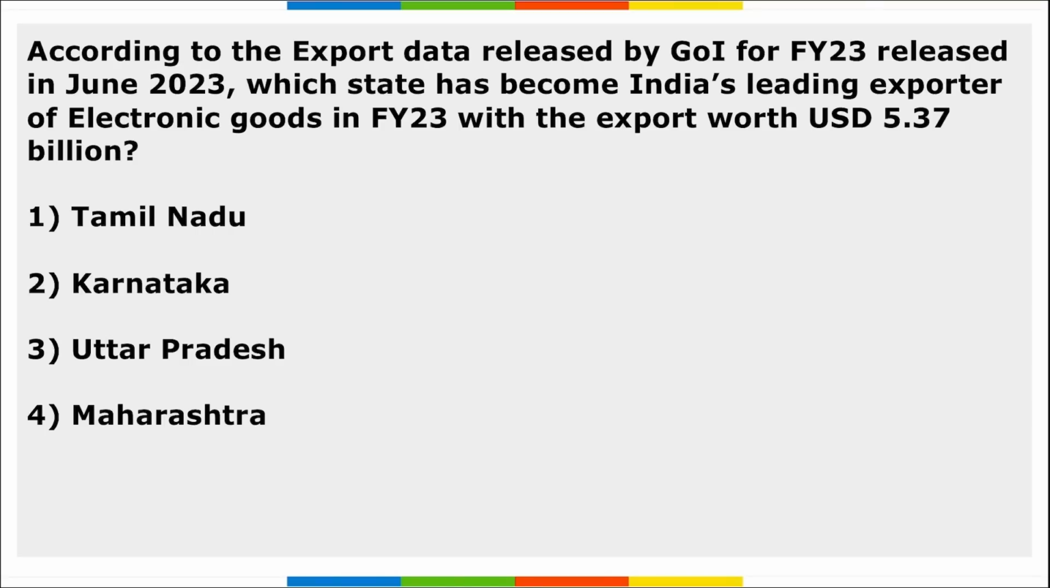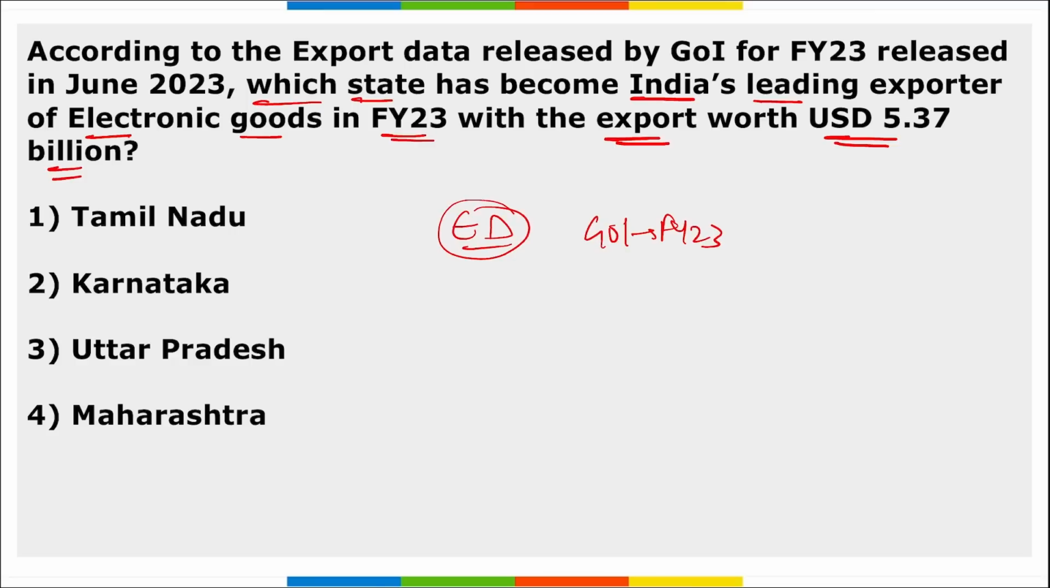Next, according to export data released by the Government of India for fiscal year 23 that was released in June, which state has become India's leading exporter of electronic goods in fiscal year 23 with exports worth $5.37 billion? Which is it? It is your Tamil Nadu, correct? Tamil Nadu exported electronic goods worth, oh sorry, $5.37 billion. Correct? In the fiscal year 23.